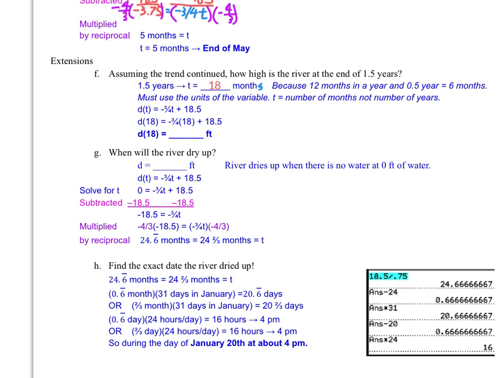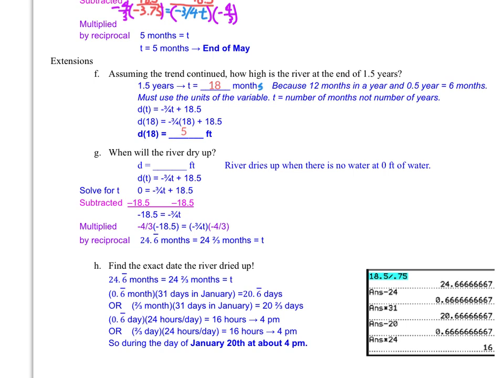Months, is that the T or is that going to be the D? Well, time is months, so we're plugging 18 in for the T. Remember, what that means is wherever you see T, you're going to put 18. Negative 3/4 times 18 plus 18.5 gives me a depth of 5 feet.